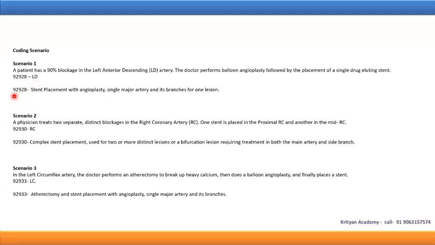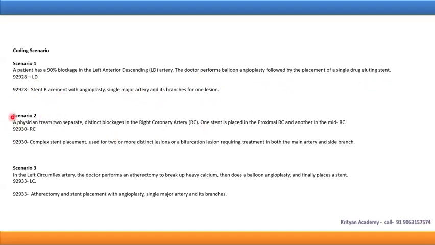And if you see the description of CPT code 92928, stent placement with angioplasty, single major artery and its branches for one lesion only. So now it's clear, right? Because they performed angioplasty and stent, as per the hierarchy, we will only code the stent. We will only code the stent.